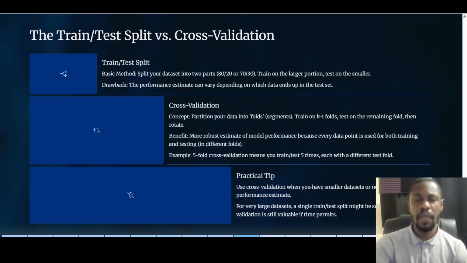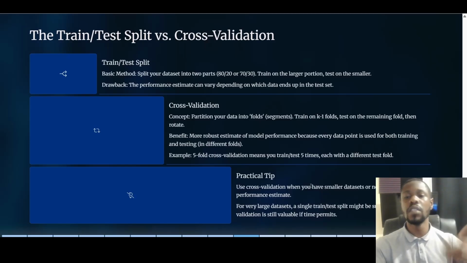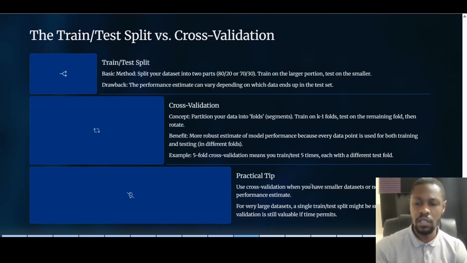Next, we have cross-validation. The concept is to partition your data into folds or segments, and you train on k-1 folds. Remember, k would be the groups or the clusters, and then we test on that remaining fold, and then we rotate. The benefit of this is it's a more robust estimate of model performance because every data point is used for both training and testing, i.e. via the different folds. For example, 5-fold cross-validation means you train and test 5 times, each with a different test fold. We're going to take a look at an example in a second.